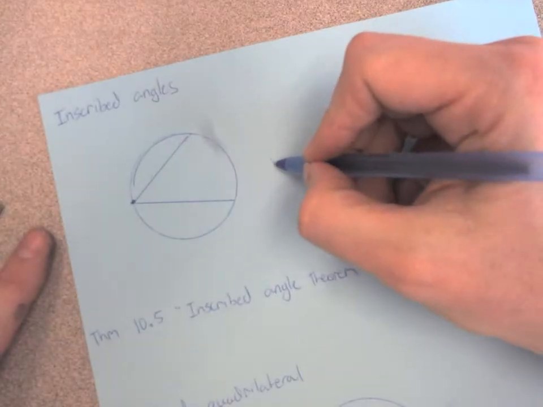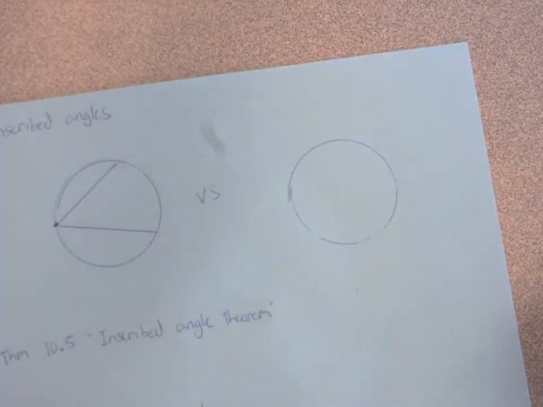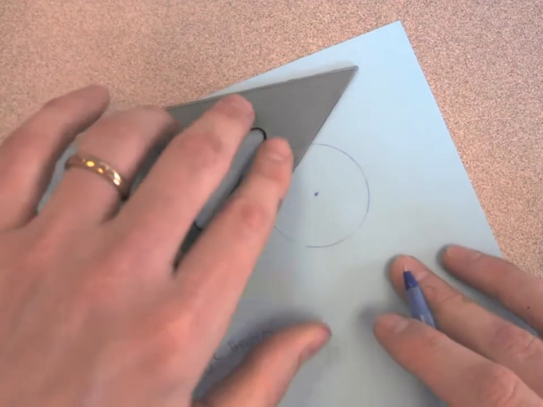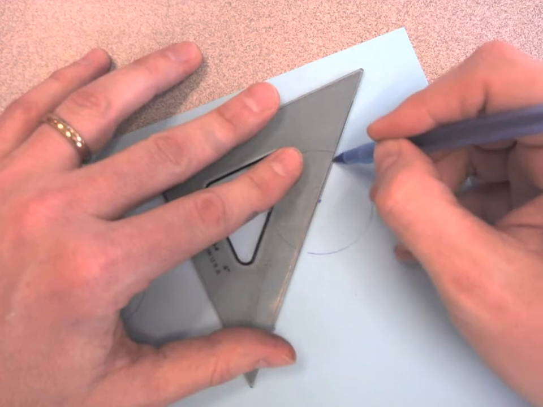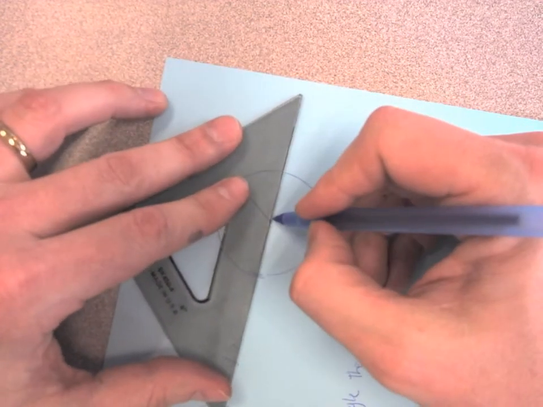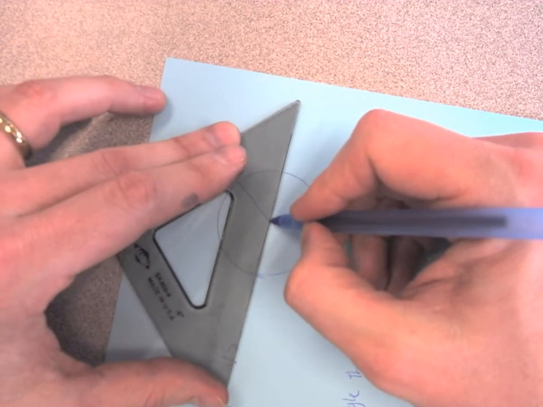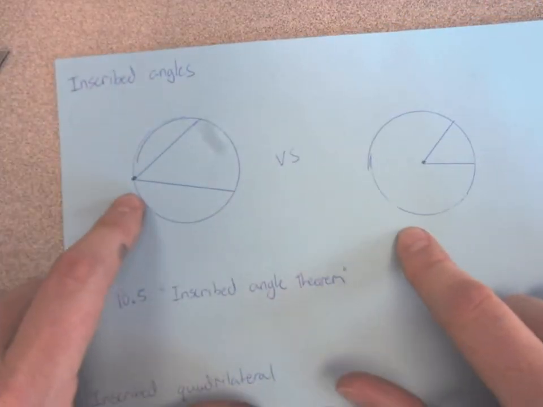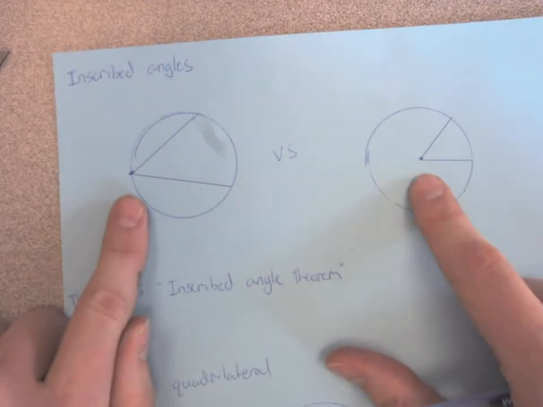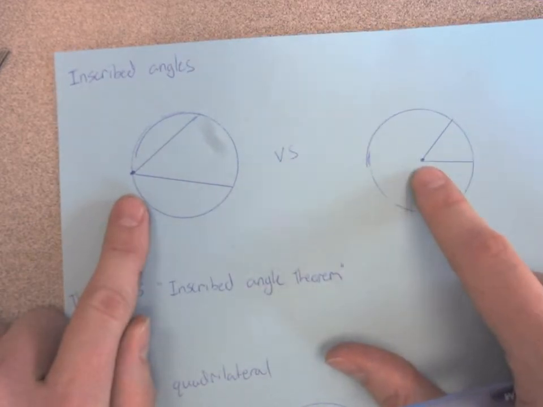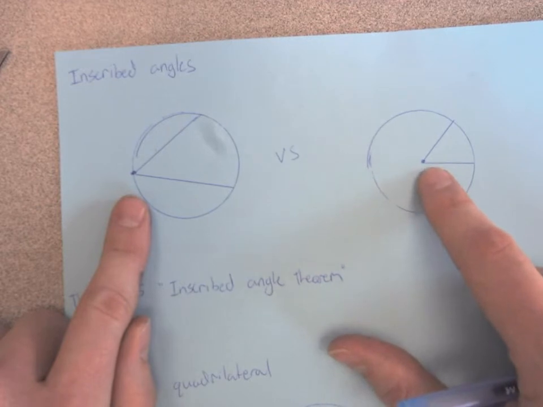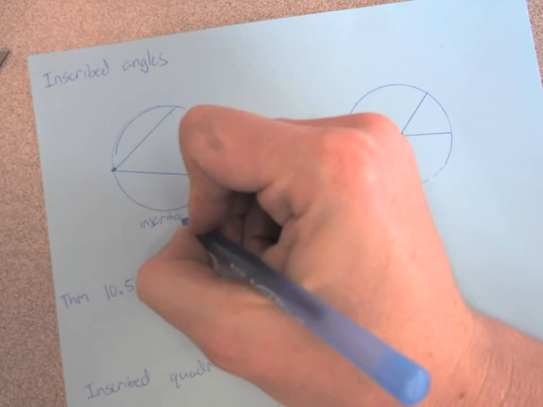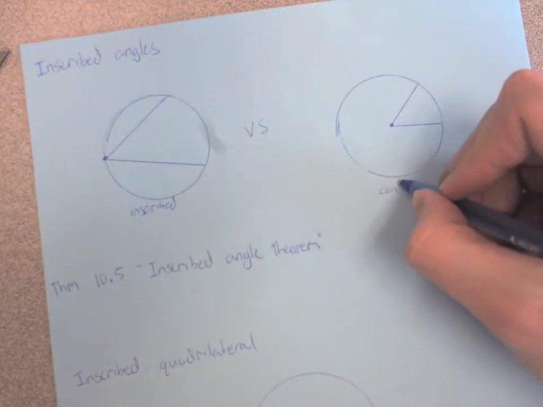Okay, now the reason why I drew two circles here is because I want to contrast this with another idea that we have, which is called a central angle. Okay, a central angle is inside a circle as well, but the central angle has its vertex in the center. Okay, so for inscribed, the vertex is on the edge of the circle. For a central angle, the vertex is in the center of the circle. So this is inscribed, and this is a central angle.